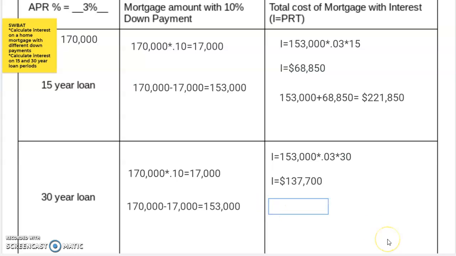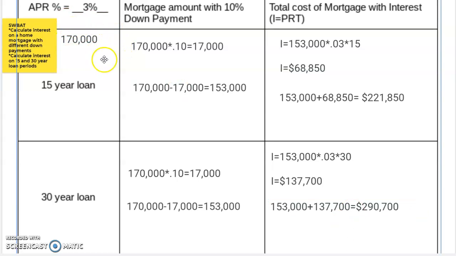So now that we know our interest, we can find our overall cost, which is going to be that $153,000 plus our interest of $137,700. And our total over the course of a 30-year loan is going to be $290,700. Again, that is significantly more money than our original cost of $170,000.